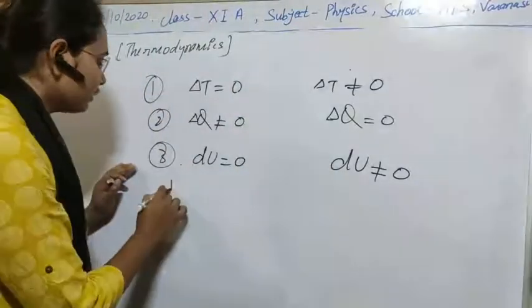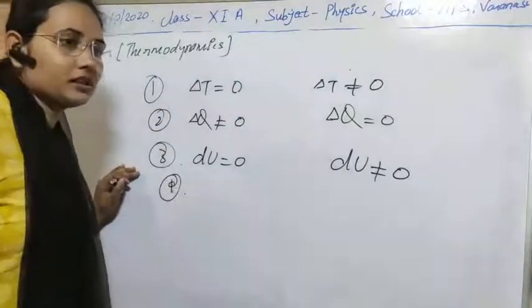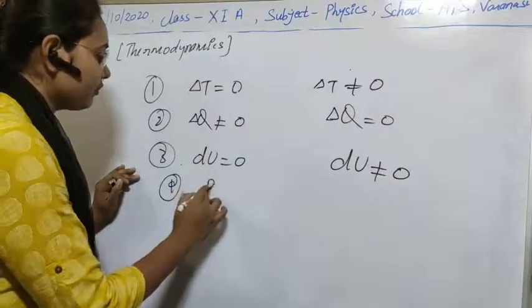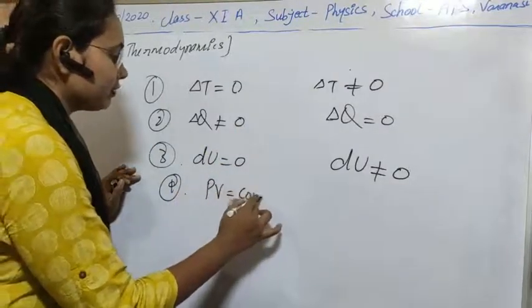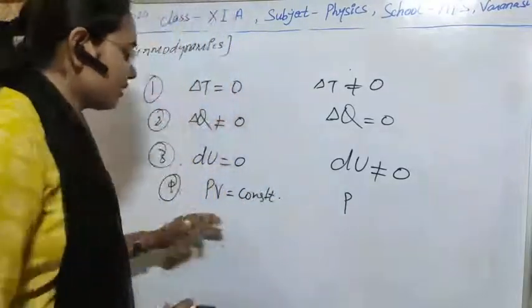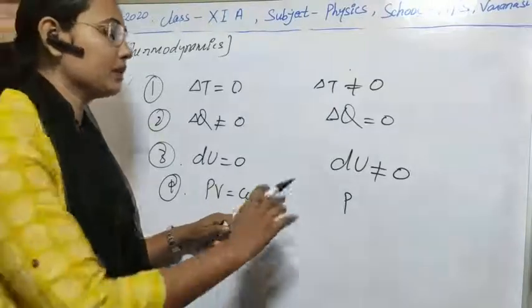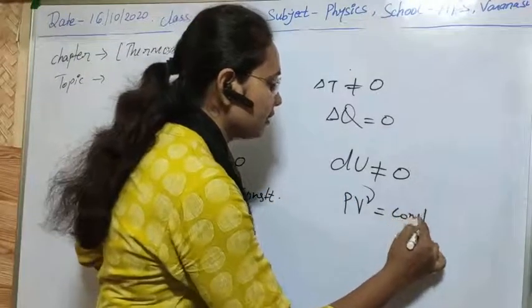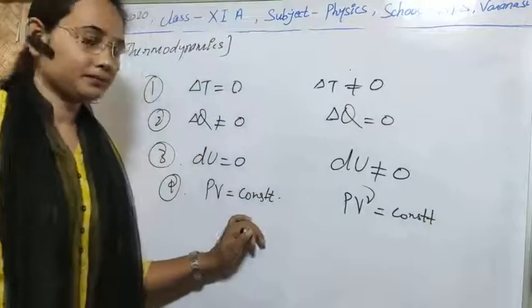I think this is clear to you. Next, as we have seen the equations for adiabatic and isothermal: the equation of isothermal is PV equal to constant, but the equation of the adiabatic process is PV to the power gamma equal to some constant.